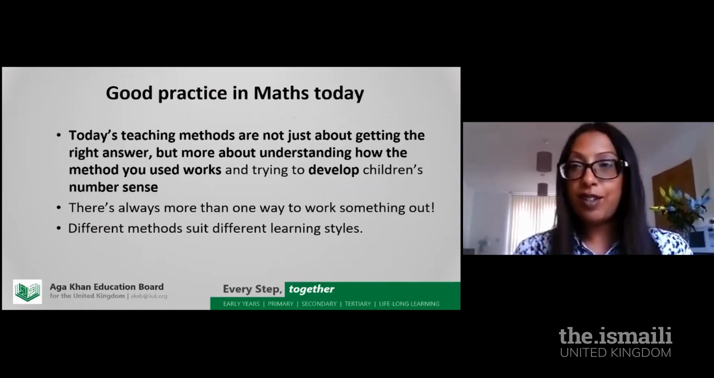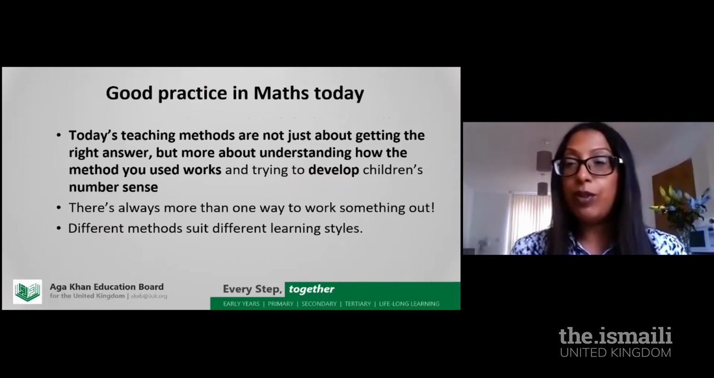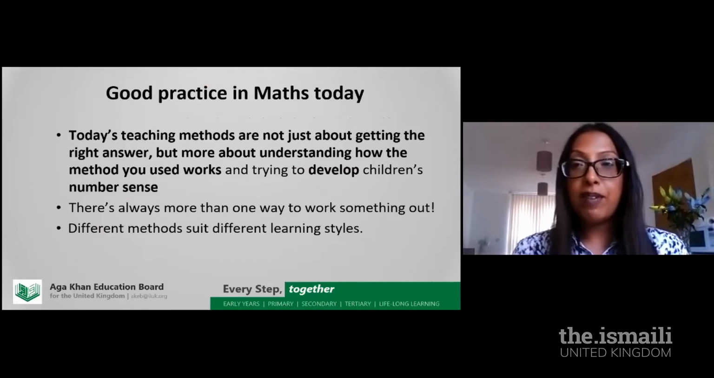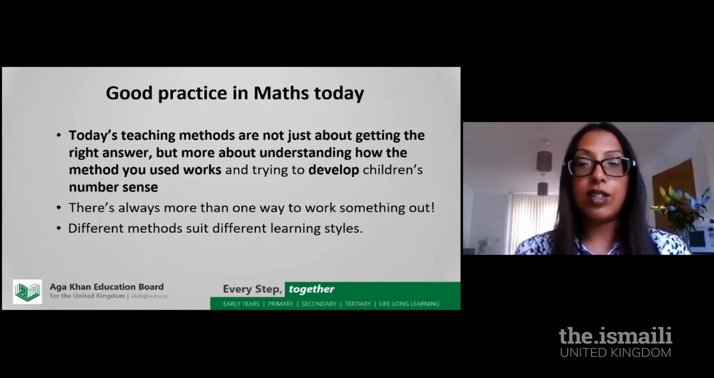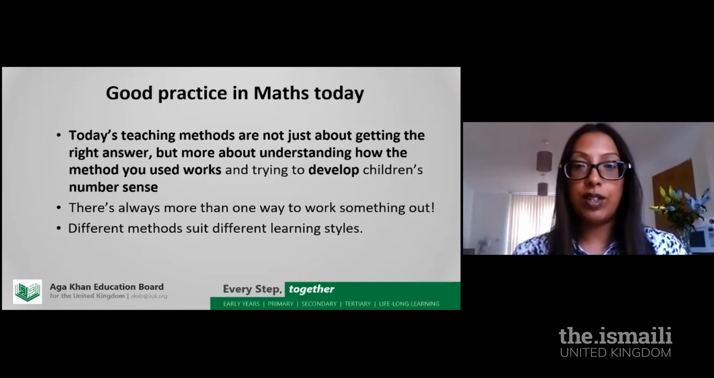And what do we mean by good practice in maths today? Today's maths is very different to what it was like when we were at school. When we were at school, we were expected to sit at a table and copy from a textbook. Maths is very different now. It's not just about getting the answers right, it's understanding how you got to that answer, what method you used, what worked for you. Did you understand the relationship with the numbers and the methods you used? To know that it's okay to use a different method to maybe what your friend is using, and to justify how you got to your answer.